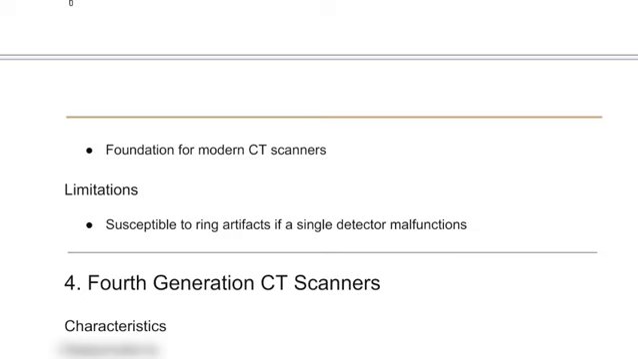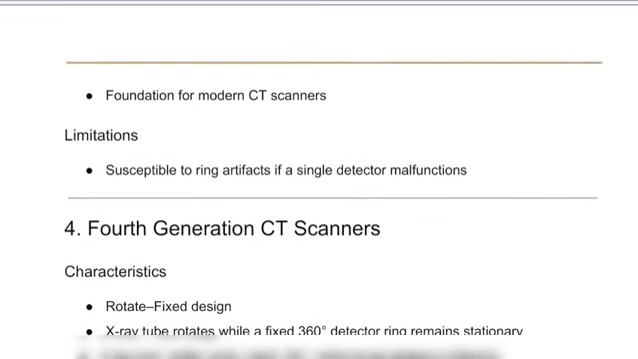The limitations are that it is susceptible to ring artifacts if a single detector malfunctions. If any one detector is defective, the total system will be corrupted.